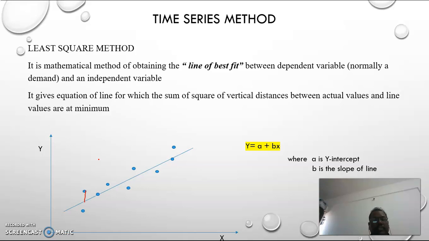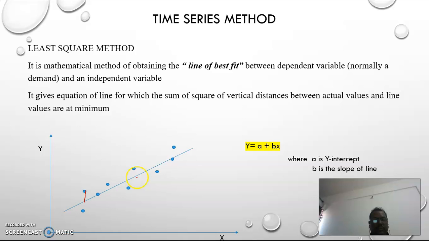Now we will see the time series method. The first one is the least square method. It is the mathematical method of obtaining the line of best fit between the dependent variable, normally demand, and an independent variable. It is called the least square method because the sum of the squares of the distances of the various points from the line of best fit is minimum. It gives the equation of the line for which the sum of squares of these vertical distances between the actual values and the line values is at a minimum.